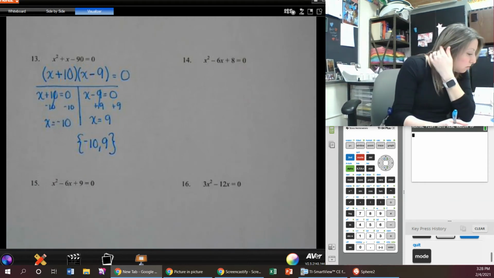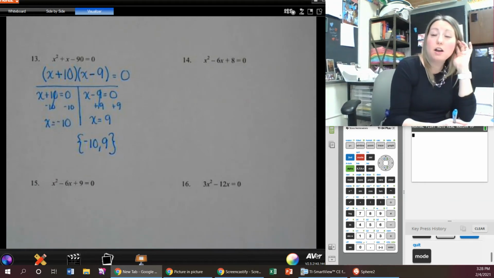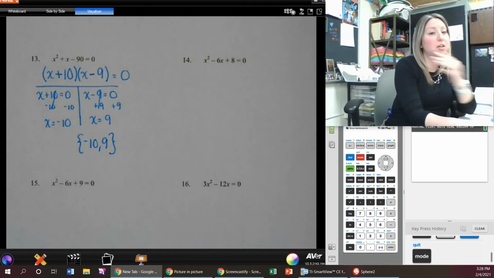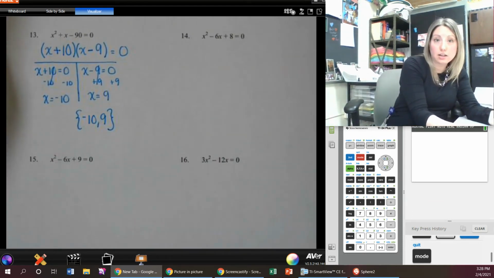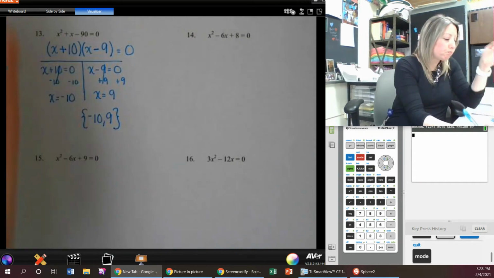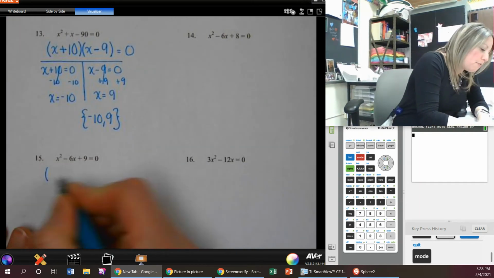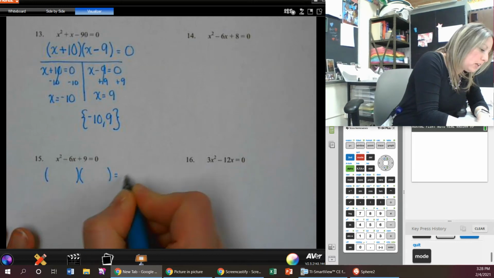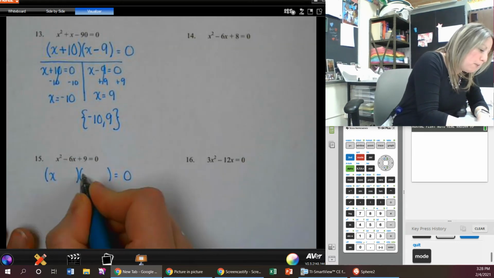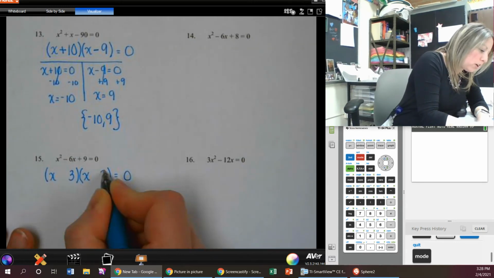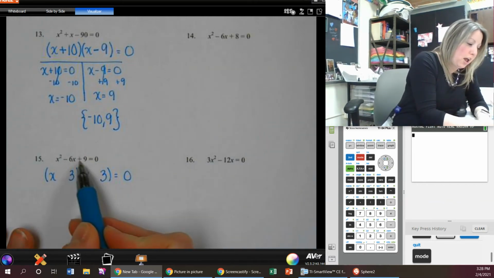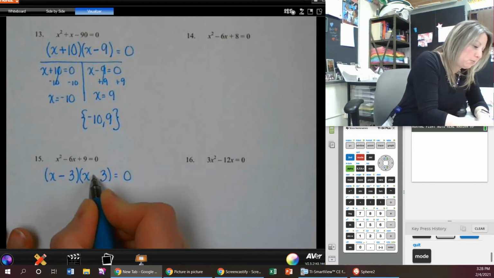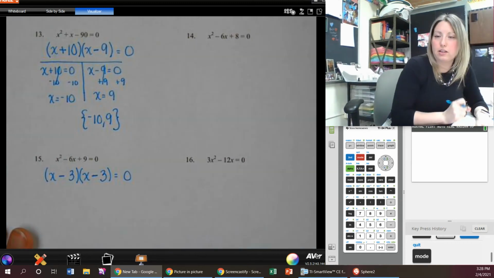How about number 15? Number 15 is going to be interesting because, yes, it's a trinomial already set equal to 0, so in standard form. But when I think of the factors of 9 that add up to 6, my mind immediately goes to 3 and 3. And actually, they both have to be negative because if your n term is positive, these have the same sign inside of them, and it is the same sign as the center.